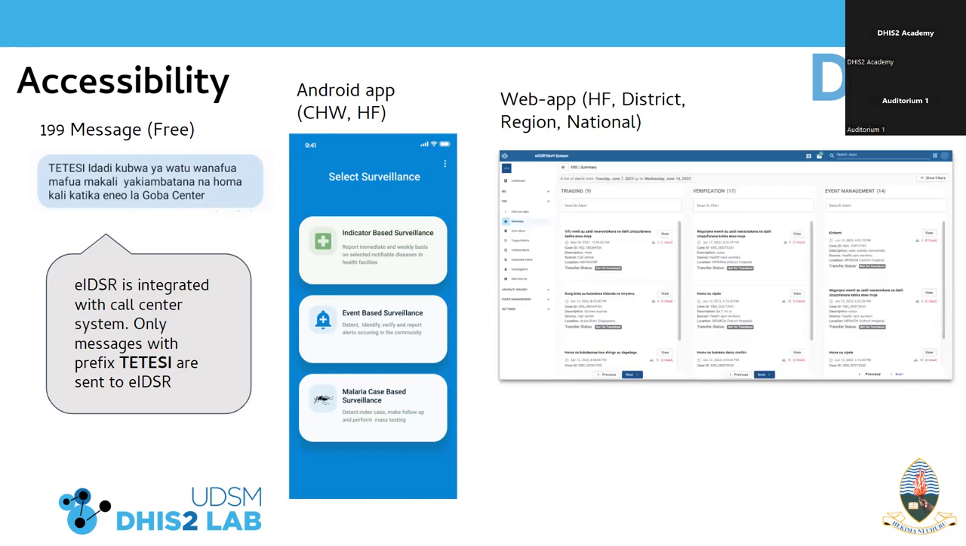Within the district, region, or national level, there's also a DHIS2 custom app that is web-based and can be used to report and handle all the verification and investigation aspects for EBS.